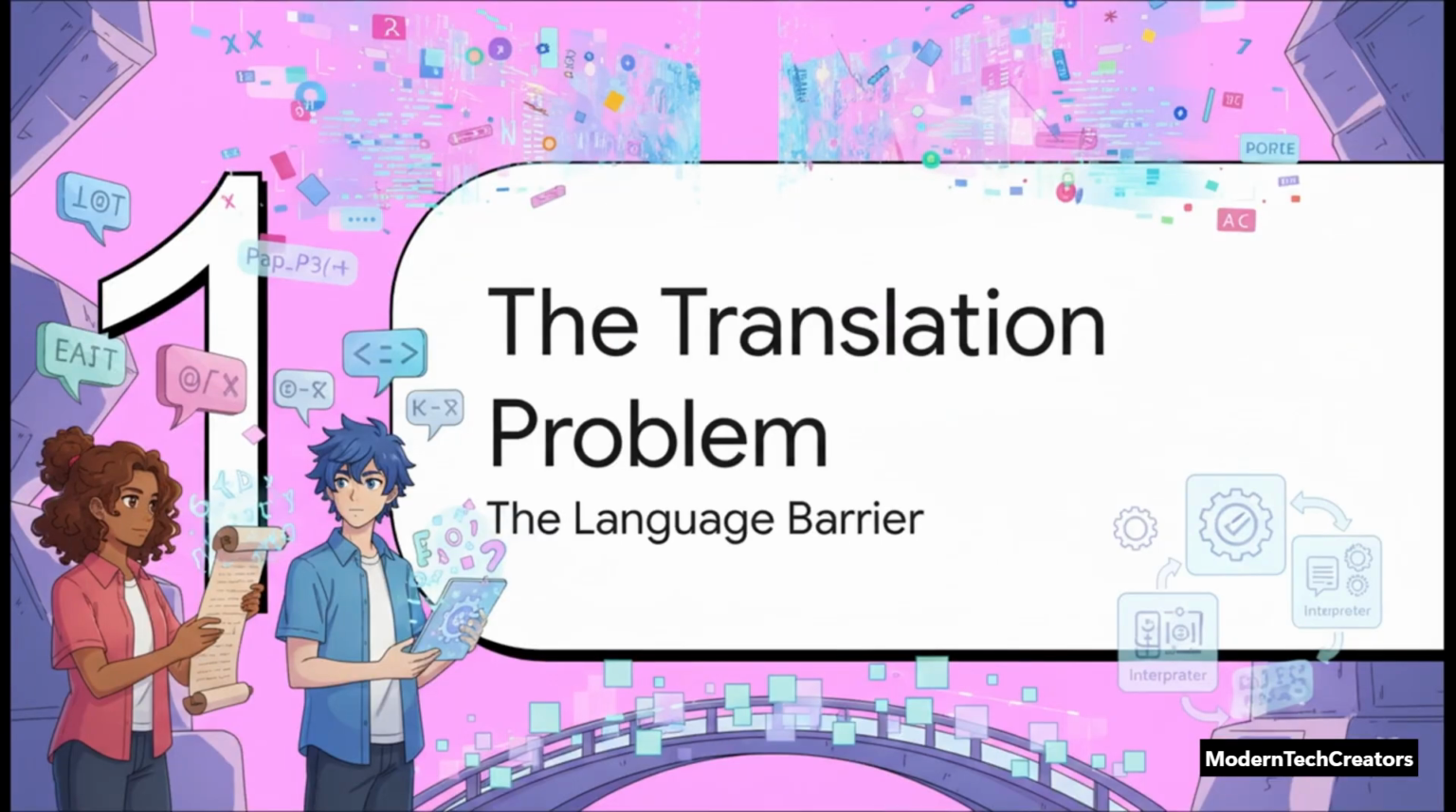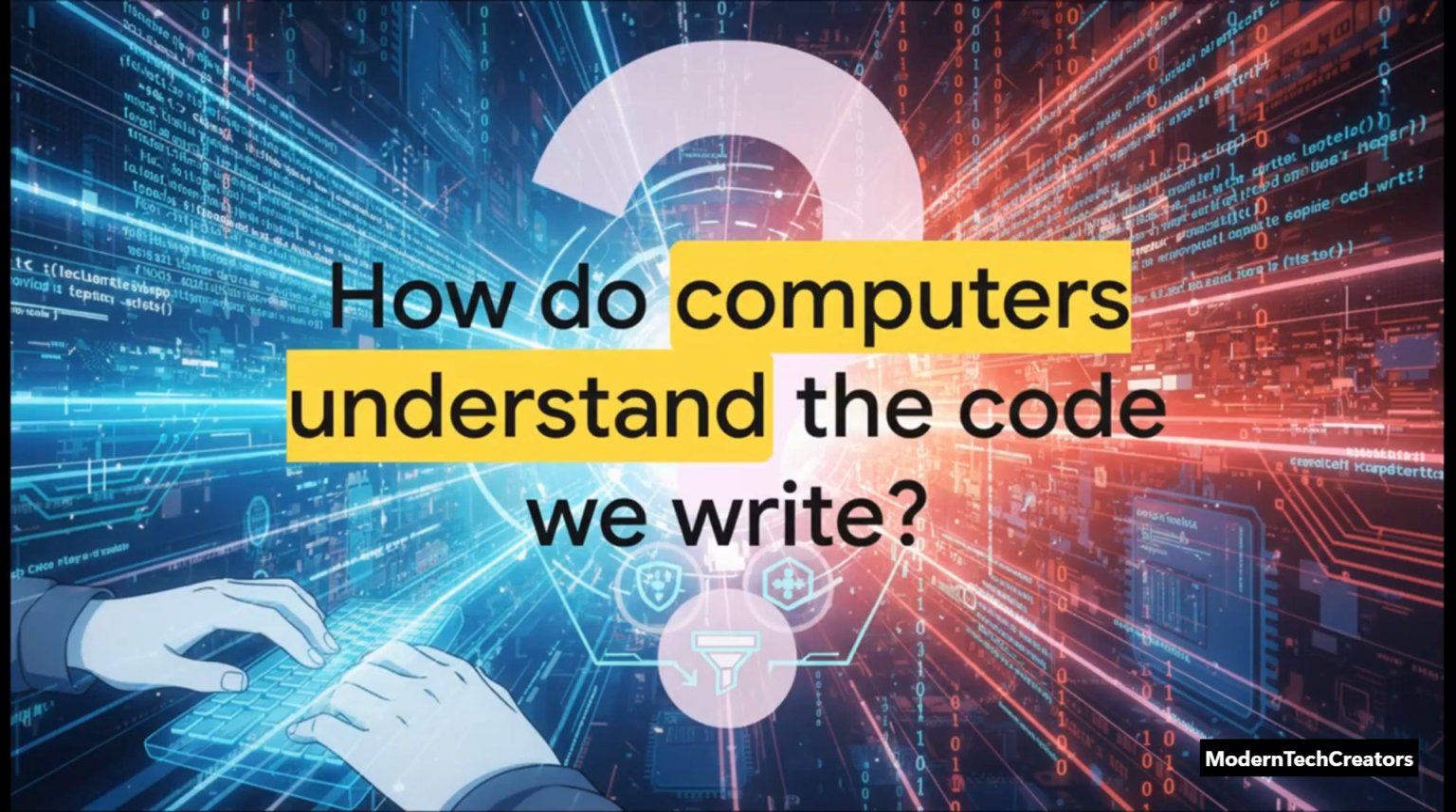All right, so first things first, we need to understand the core challenge here, which is basically a giant language barrier between you and your computer. I mean, really think about it. We write code using things that look like English words, right? With symbols and a structure that makes sense to us. We call this a high-level language. But computers, yeah, they don't get any of that. They only speak machine code, just a long stream of ones and zeros.